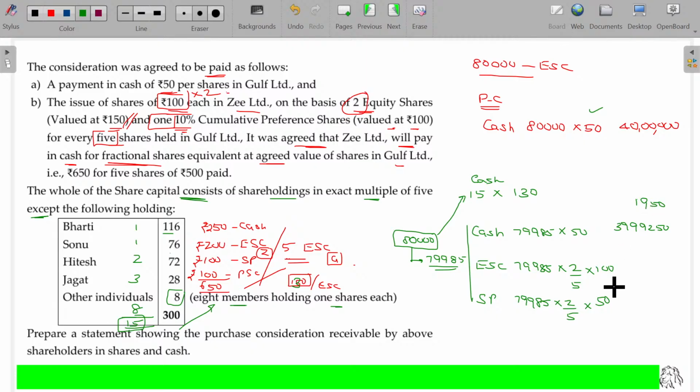What is the value for equity share capital? How much? 31 lakhs. 99,000. Okay. Next one being half of that, right? 50%. 15 lakhs? 99,700. Apart from that, we have to go for the preference share capital.